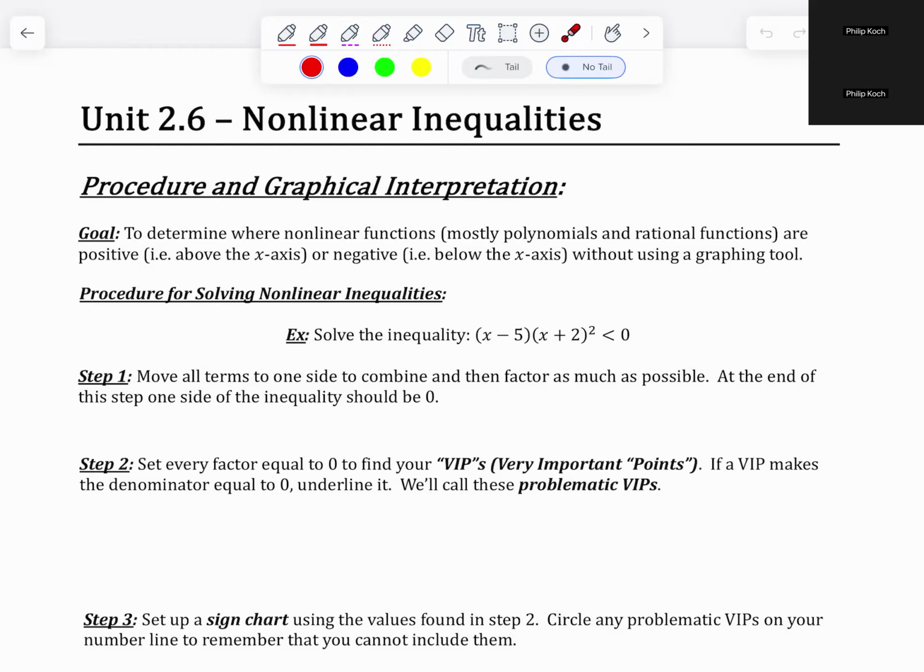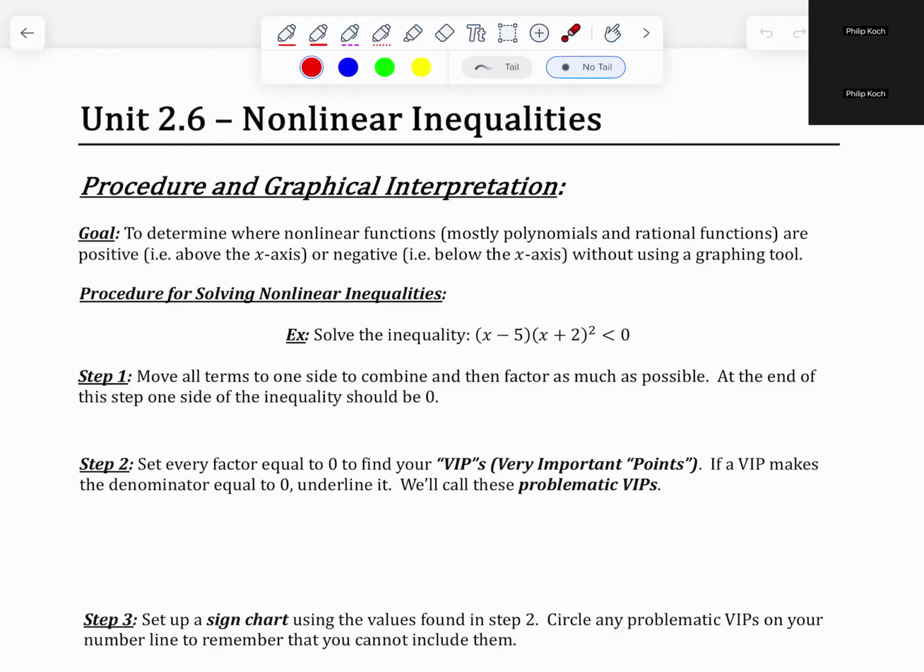So our goal is to determine where nonlinear functions, mostly polynomials and rational functions, but it can be generalized later on, are positive, i.e. above the x-axis, or where they are negative, below the x-axis, without the use of a graphing tool. So solve the inequality x minus 5 times x plus 2 squared is less than 0.